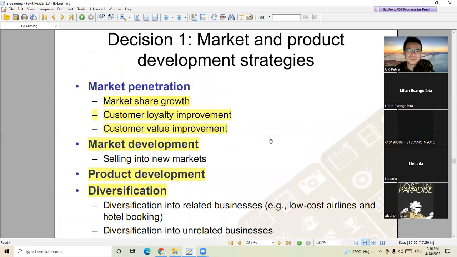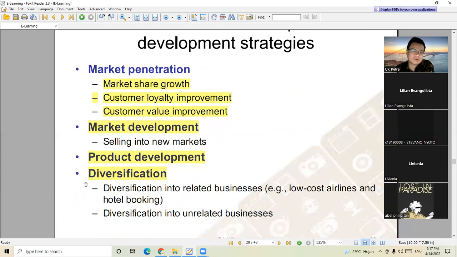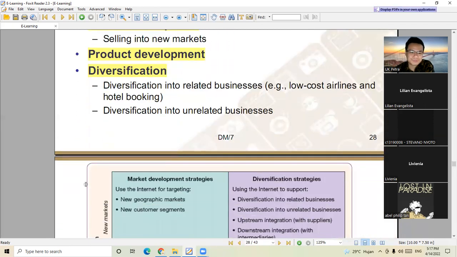So of course the company should consider this. This is directly related to the overall strategic management of the company: whether they want to do the diversification or what kind of strategy they want to choose.